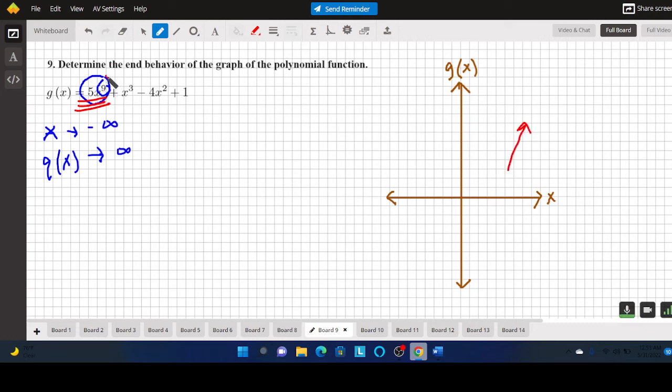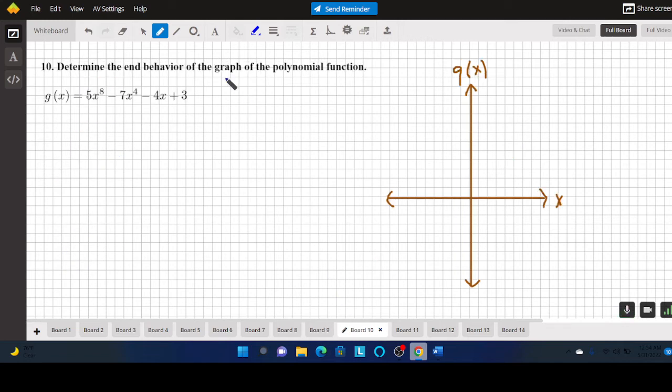Now the odd degree makes them go in different directions. So as x approaches negative infinity, the function approaches negative infinity. That's the left side. And as x approaches positive infinity, that's the right side. g of x is going up. It's approaching positive infinity. Okay, we have 1 or 2 more of these where we can look at that again and make sure I didn't confuse you.